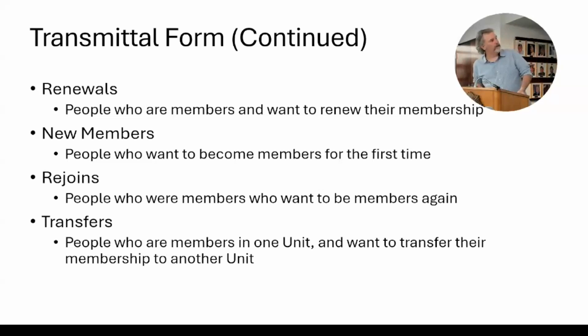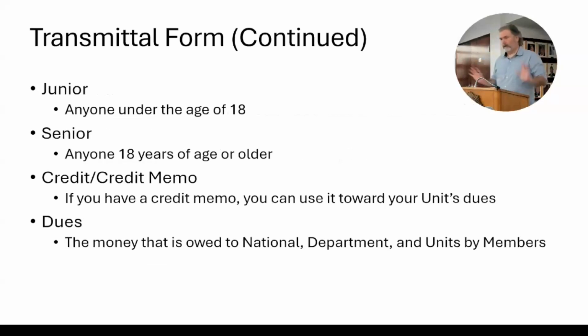Next slide, please. Am I going at an okay pace for everybody? I'm not zipping through anything? Okay. Next is junior. Junior is anyone under the age of 18. A senior is going to be anyone 18 years of age or older. That's an important distinction. And again, as we go through the training, I'm going to give you guys some different stories of why those distinctions are important and why certain things need to go in certain sections of the paperwork.